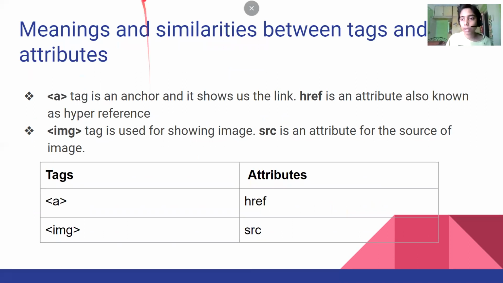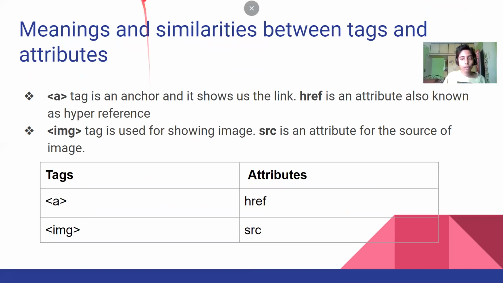Meanings and similarities between tags and attributes. The a tag is an anchor tag. It shows us the link. And href is an attribute, also known as hyperreference. So it's referencing the same thing. This is a link. Be aware that this is a reference saying that that's a link. That's what the hyperreference says.